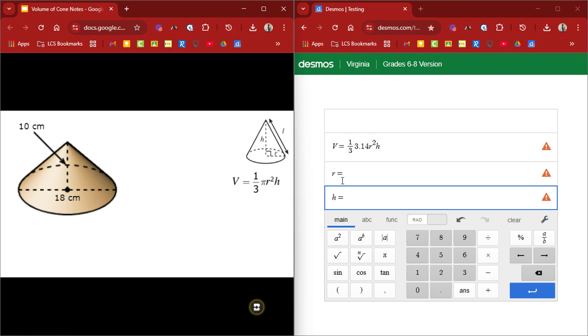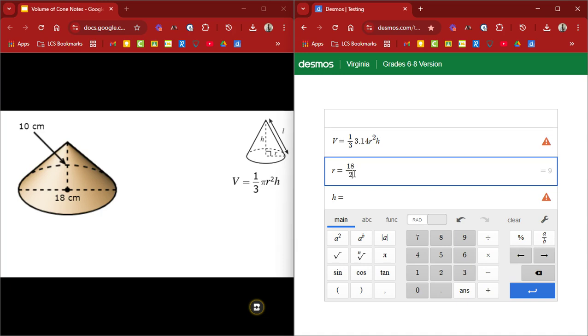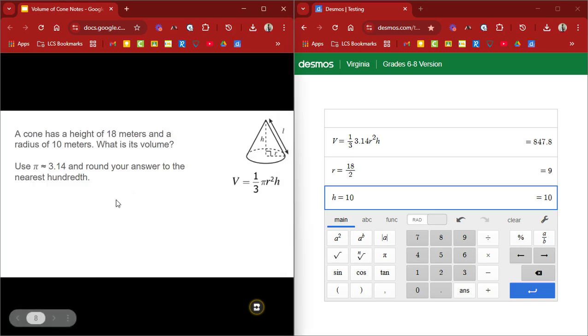So here, what is my radius? If we remember, your radius is half of the distance across the circle. This one is showing me that 18 centimeters is the distance across the entire circle. So all I got to do is take 18 and cut it in half, 18 divided by 2. So 9 is my radius. My height is 10 centimeters. So my volume for this cone would be 847.8. You just got to pay attention to whatever the question is asking you, as far as rounding to the nearest whole number, the nearest tenth, or whatever.